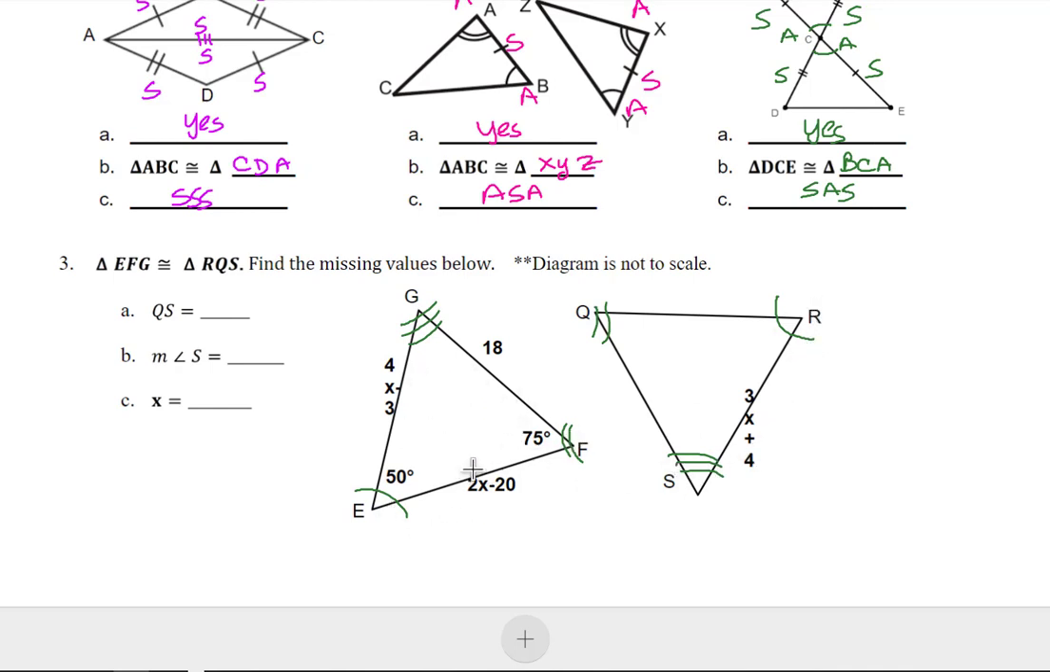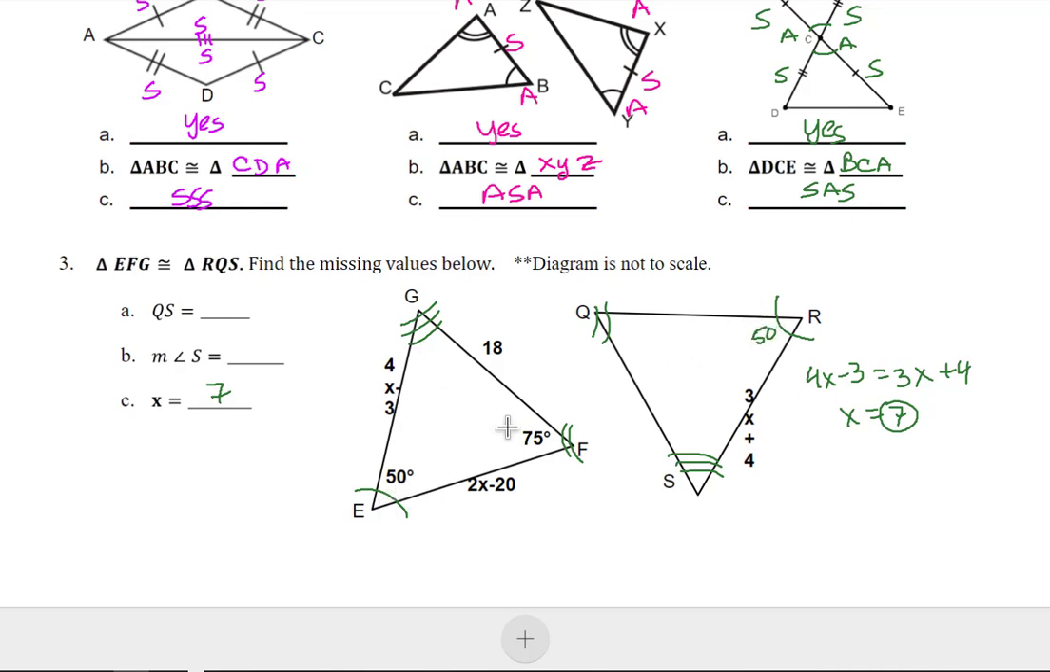So the 3x plus 4 side is equal to the 4x minus 3 side, so we can use that to solve for x. And then the triangle sum is going to cause all those to be 180 degrees, so we should be in here in a second.